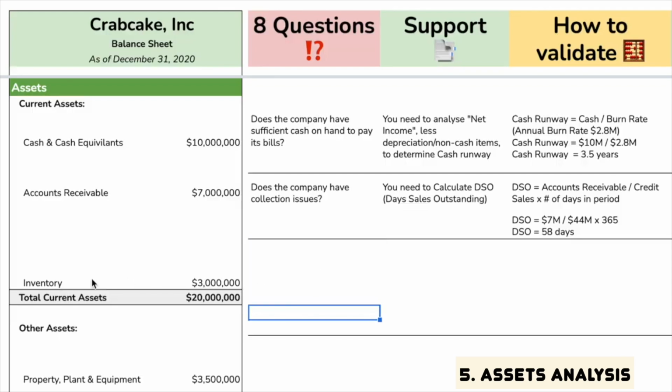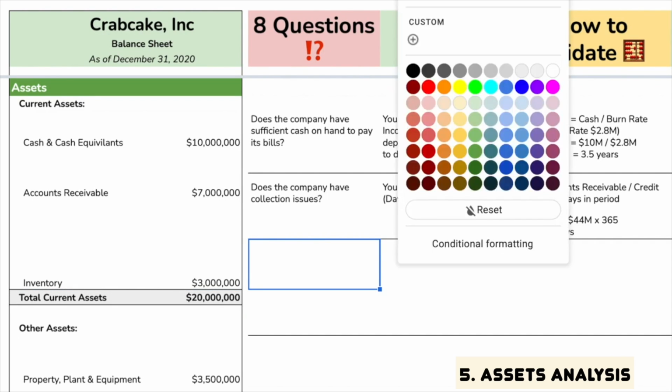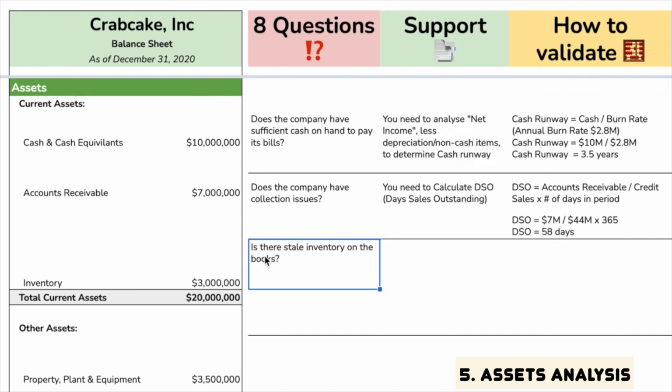My next question is going to be around inventory, and the company has an inventory balance of $3 million. Is there any stale inventory in the books? When you look at the $3 million, how much of that is actual inventory that the company can sell versus maybe expired goods? In this case, this company is selling frozen food. It might have some expired inventory.